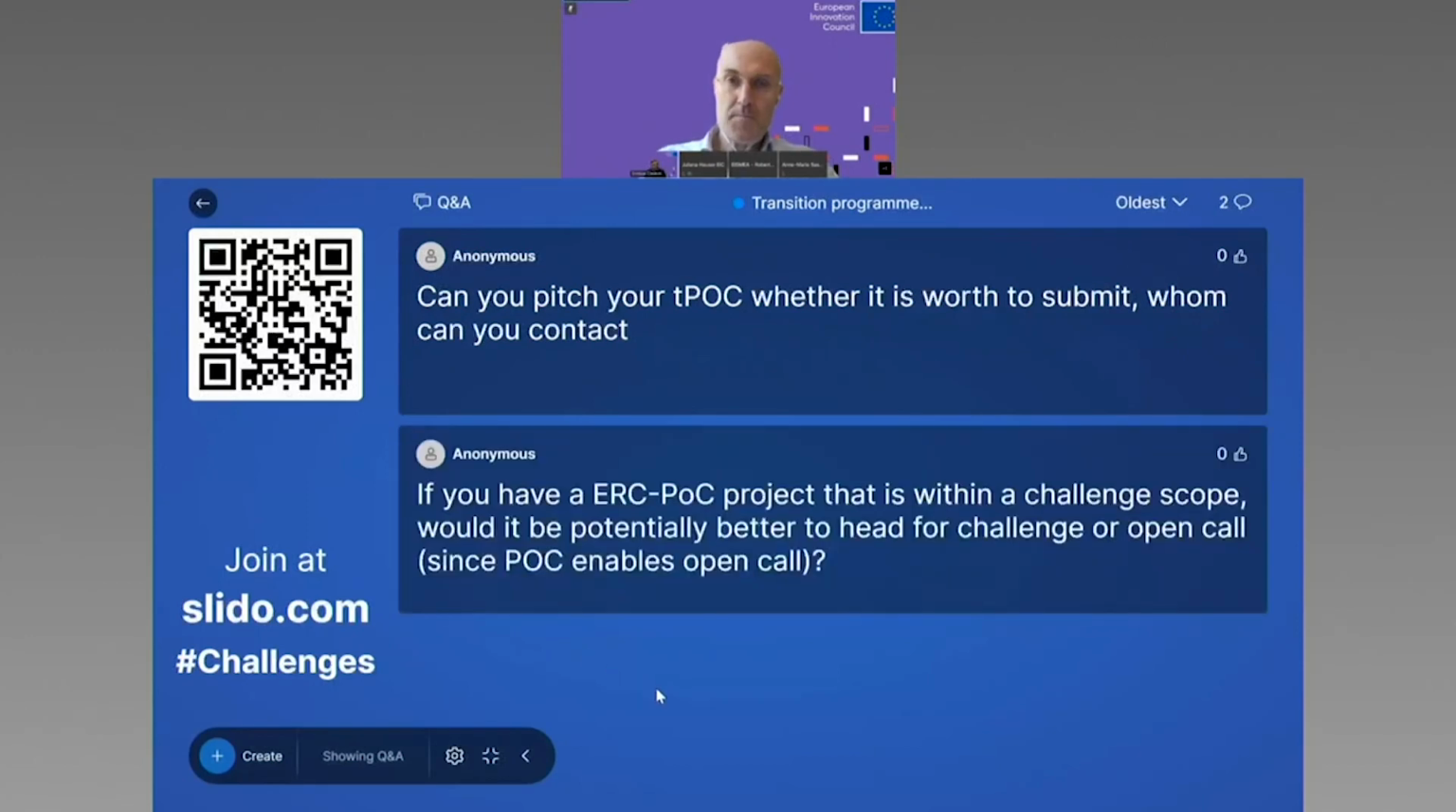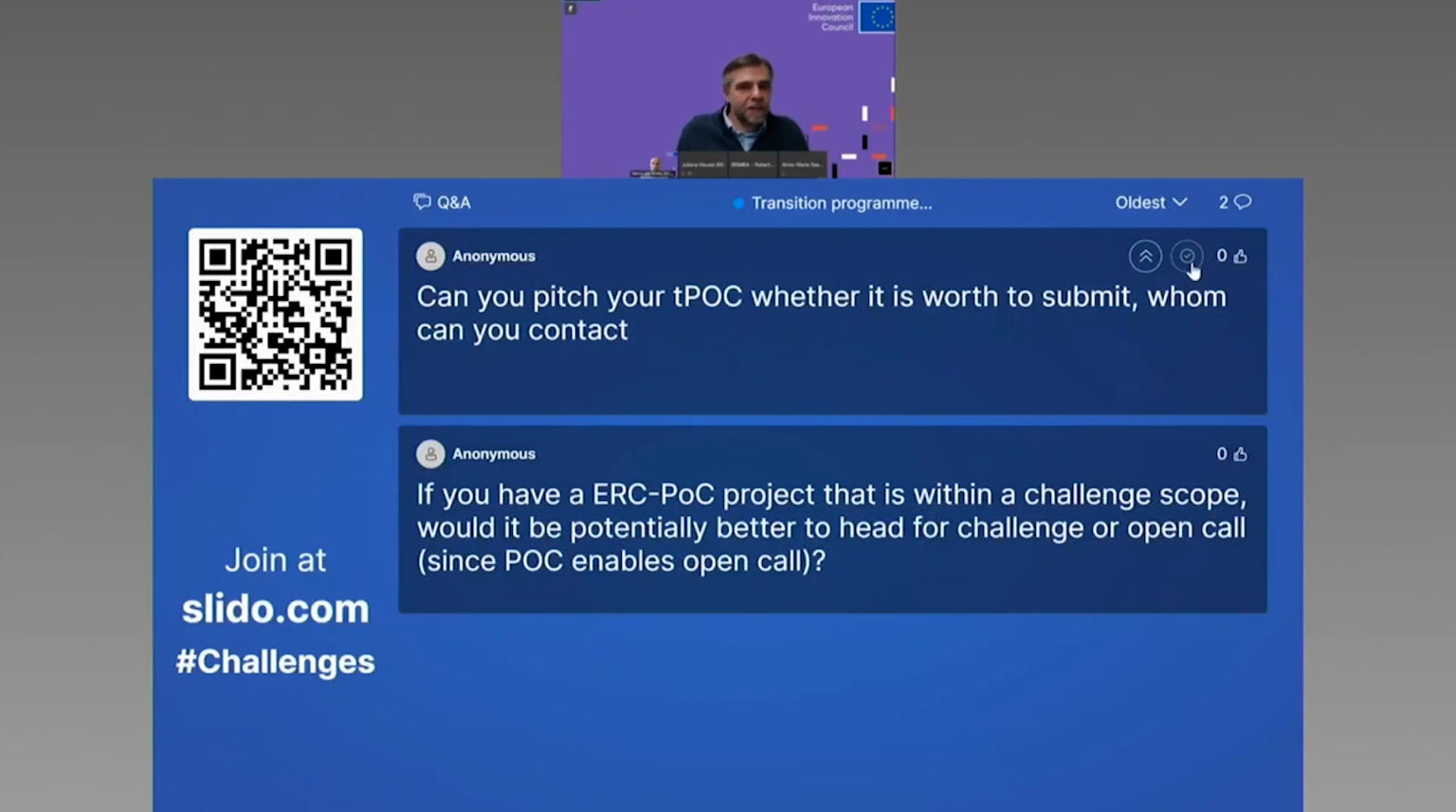Very good. Can you pitch your idea to the TPOC to see whether it is worth submitting? Whom can you contact? Oh, I see. Okay, I think this question is about whether we can be contacted with a specific idea to see if it's worth submitting. Well, we cannot offer that sort of check from our end, partly because it is operationally not possible, and partly because it's better to have the external experts do that evaluation. Our thoughts might not be aligned with the experts' views. So we don't typically do that systematically.